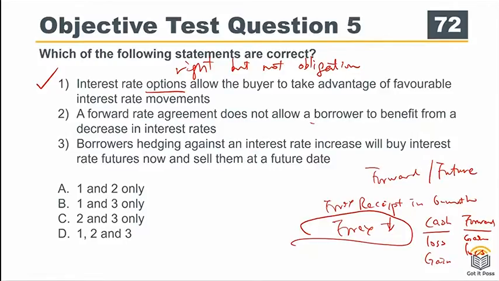And if a borrower would like to enjoy the low interest rate, but there's a forward rate agreement, in other words, it means you have locked the rate already, you have to pay at the agreed rate. So it's correct that it does not allow a borrower to benefit from any downward or decrease in the interest rate. For the third statement, the borrowers hedging against an interest rate increase will buy interest rate futures now and sell them at a future date.